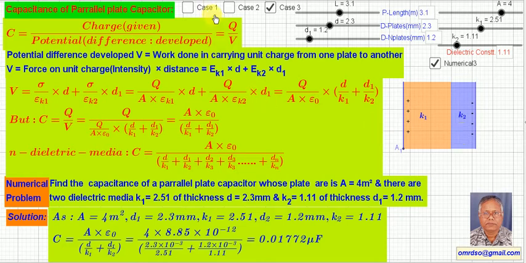First case, in which only vacuum or air is in between the plates. Second case, when one medium is in between the plates. Third case is already here. But I am going to start from the very beginning and I will do some numericals also. Alright, so let us start from the very beginning.